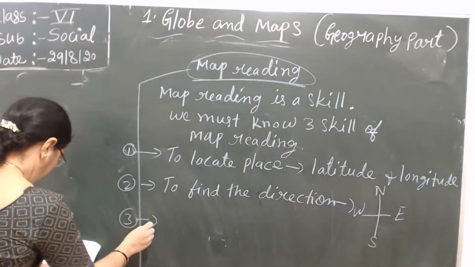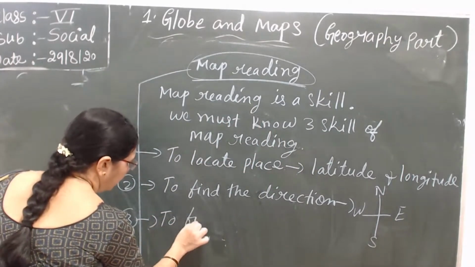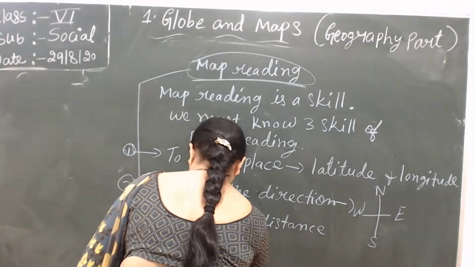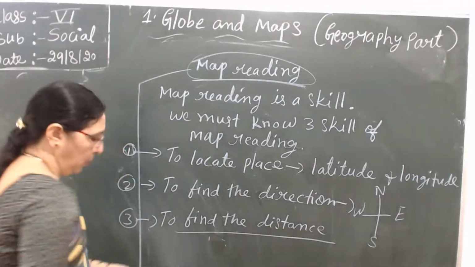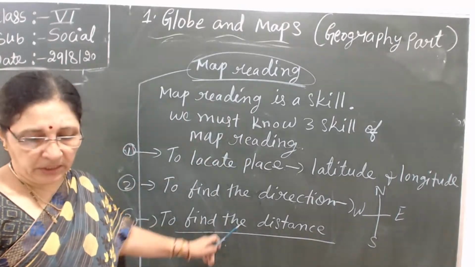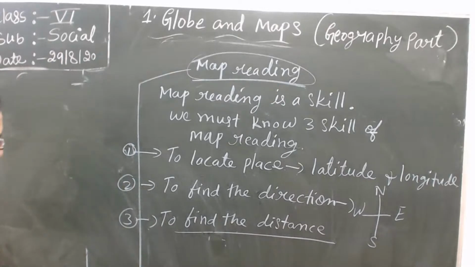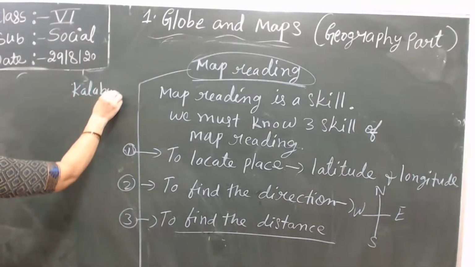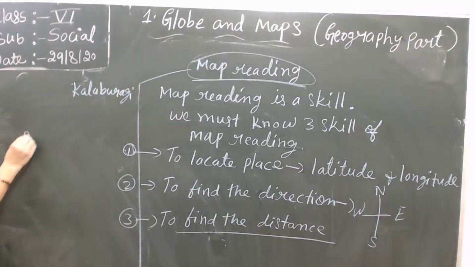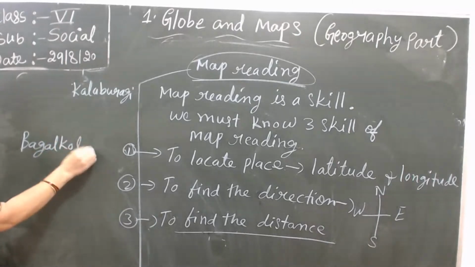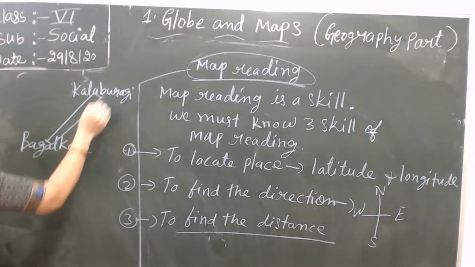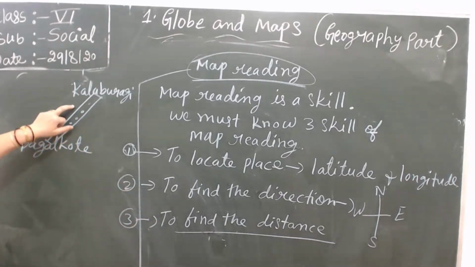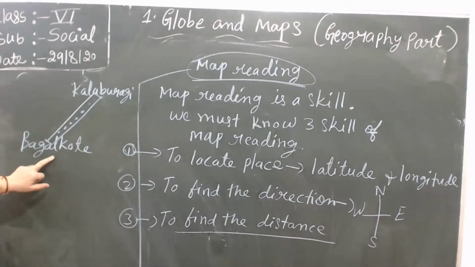Third one, to find the distance. Scale helps us know the distance from one place to another. For example, Kalaburagi and Bagalkote. How do we identify the distance? To find the distance, we use the scale. So we know the distance between Kalaburagi and Bagalkote.